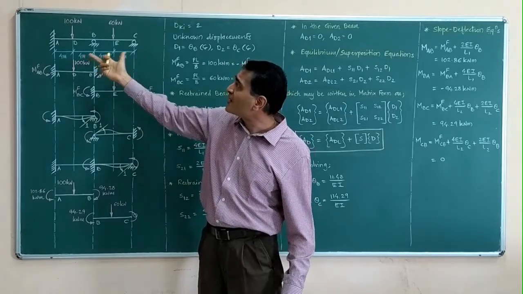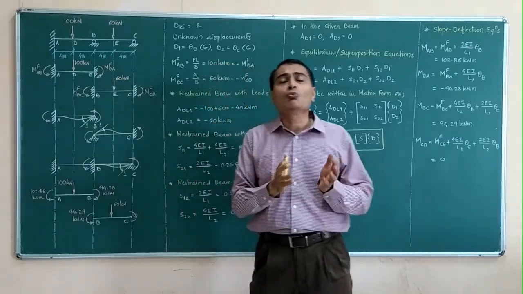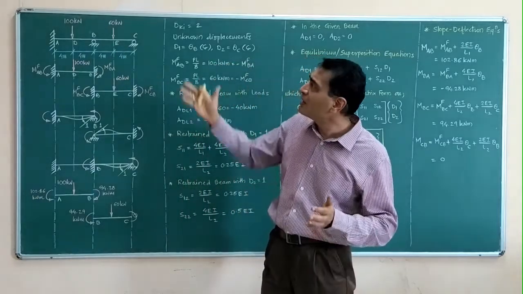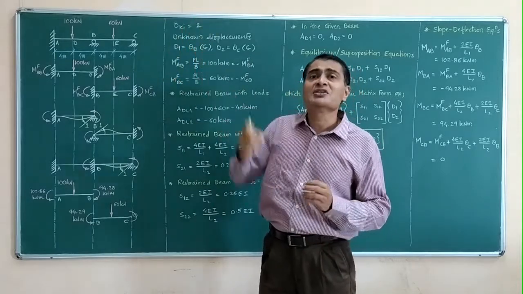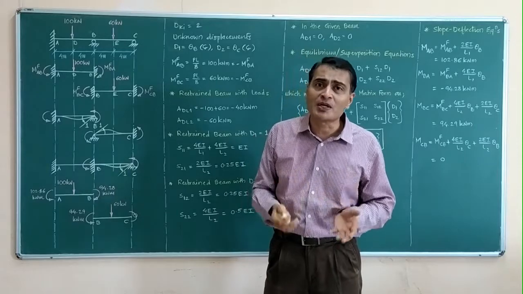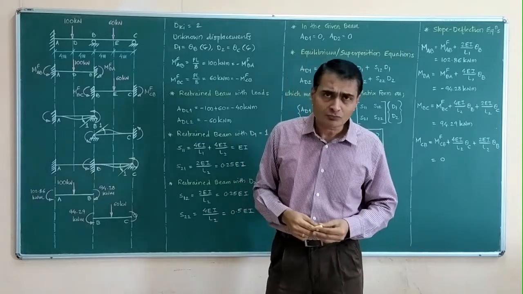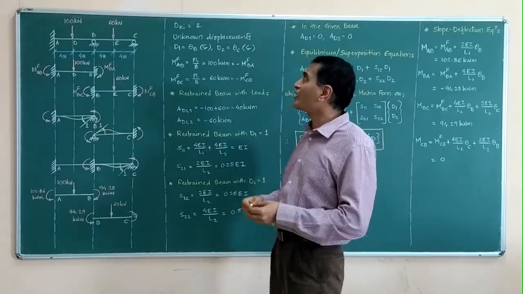On both the spans AB and BC, exactly at the mid span, we have two point loads acting, 100 kilonewtons and 60 kilonewtons. We are supposed to analyze this beam using stiffness method. So let's see how do we start.